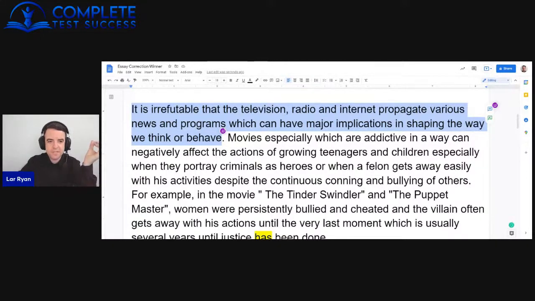So it's basically, it is irrefutable that television, radio, and internet have various broadcasts which influence the way people think and behave. So you need to keep it more simple. It will be more coherent.